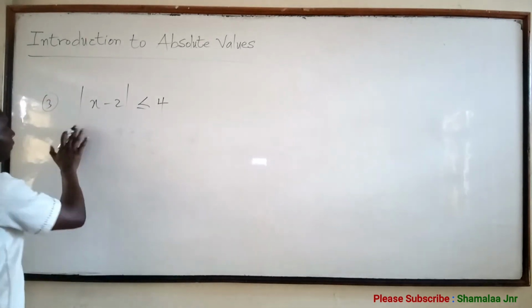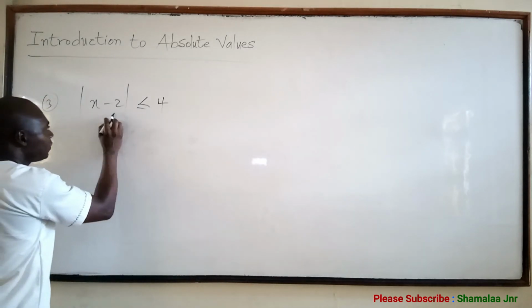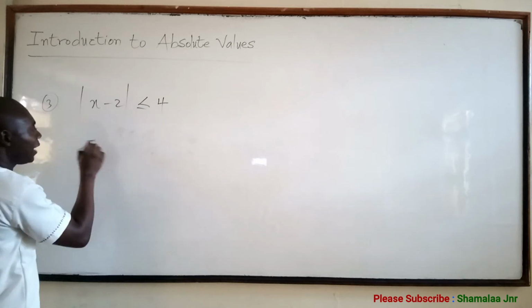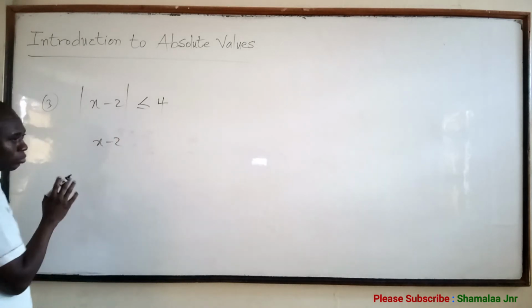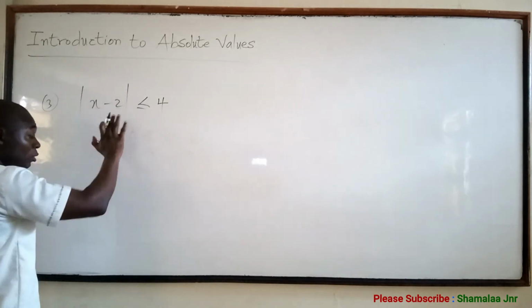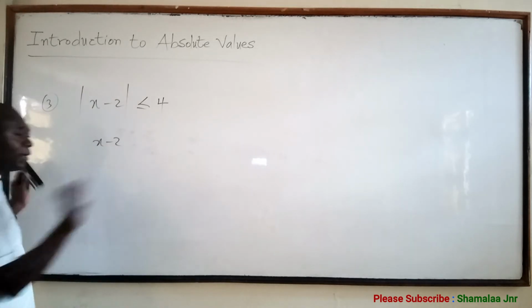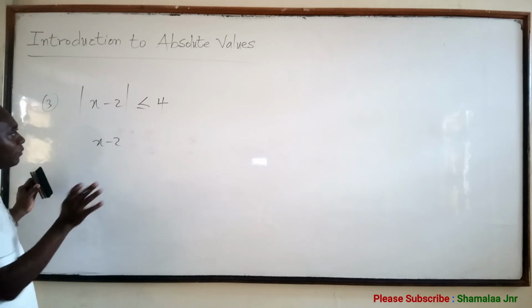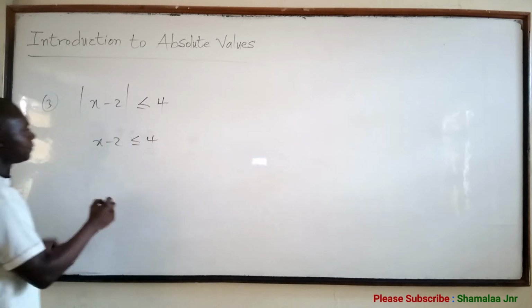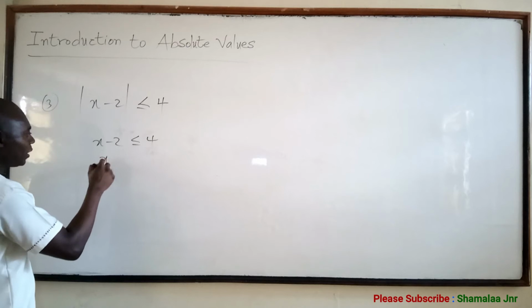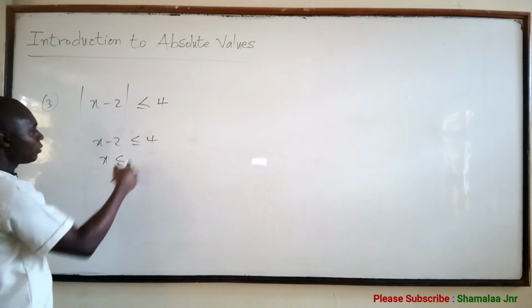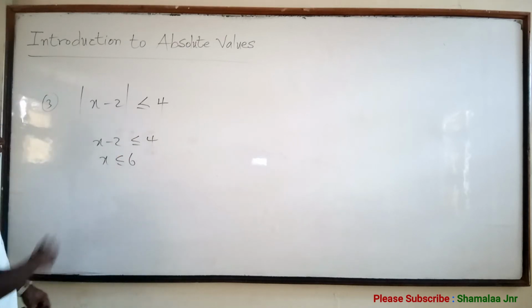Look on the board. First of all, if the whole of this is positive or greater than 0, then the absolute value will be x minus 2. That is, if x minus 2 is greater than or equal to 0, then the absolute value will be x minus 2, the same thing I have been given. So this is less than or equal to 4. If you solve this, x is less than or equal to, this one goes there and add, it's less than or equal to 6.